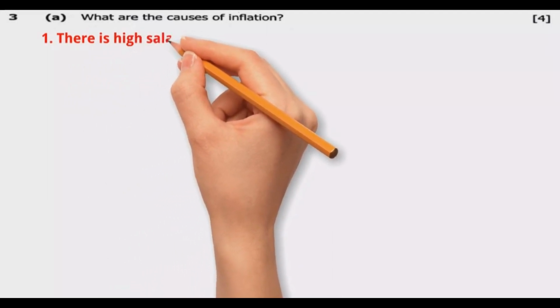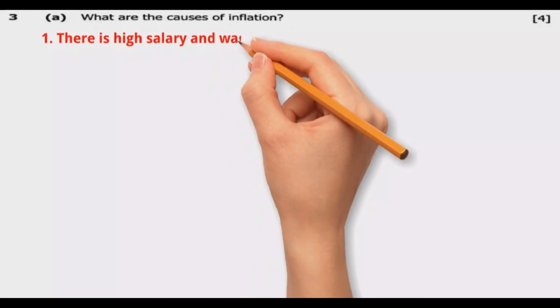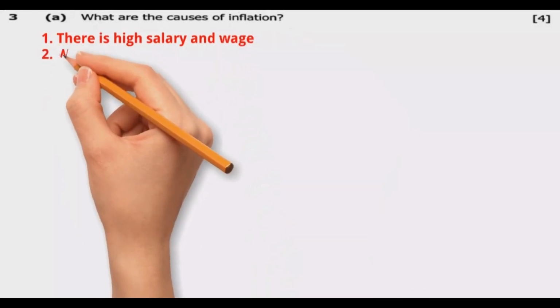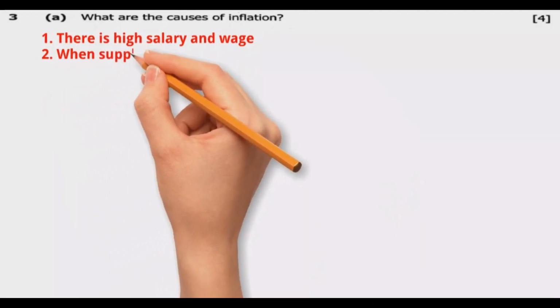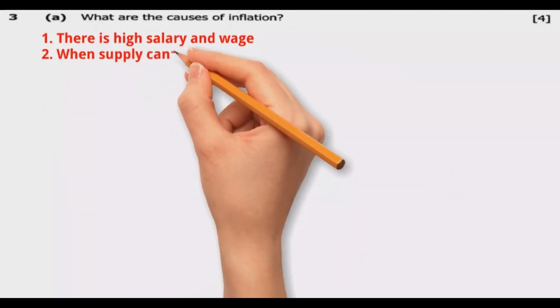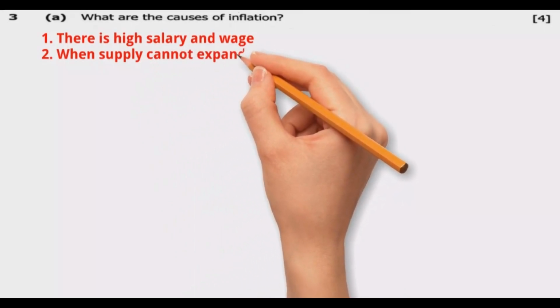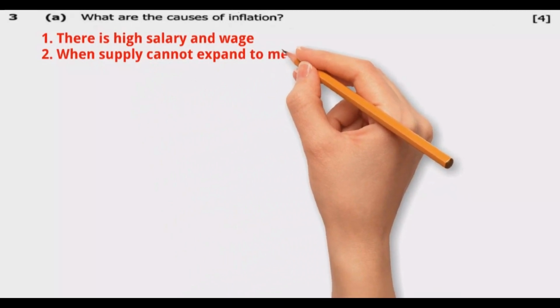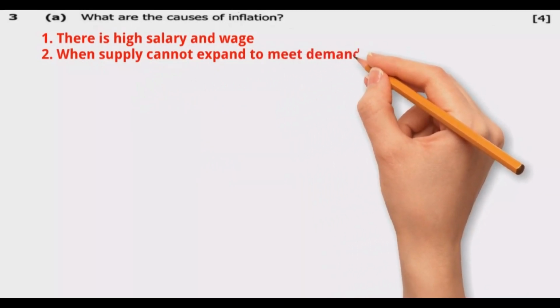So when there is high salary and wages, inflation happens. The other instance when inflation happens is when supply cannot expand to meet demands. Okay, so the demand has increased whilst the supply has remained the same, then it will cause inflation. Or the supply has reduced, then the demand has risen, it will cause inflation.